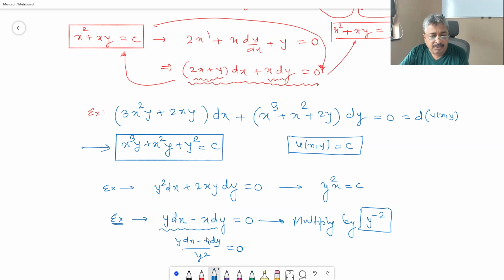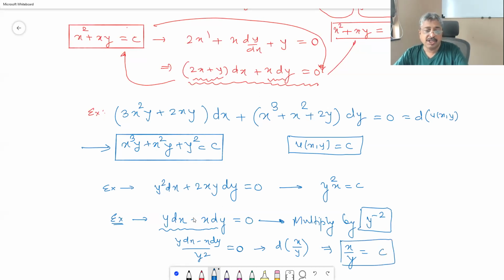And now if you observe this, (y dx minus x dy) upon y square is the derivative of x upon y. This is the derivative of x upon y. And hence, after integrating, I will get the answer x upon y is equal to constant.